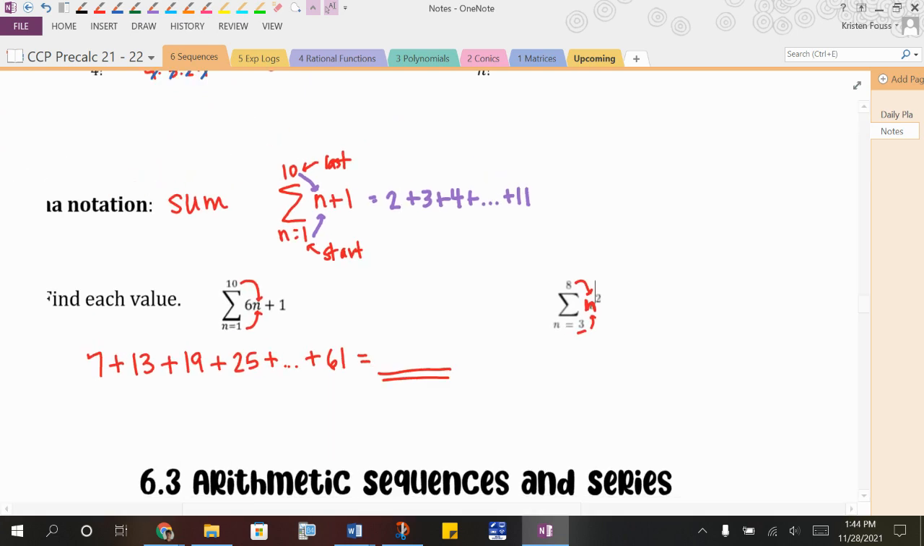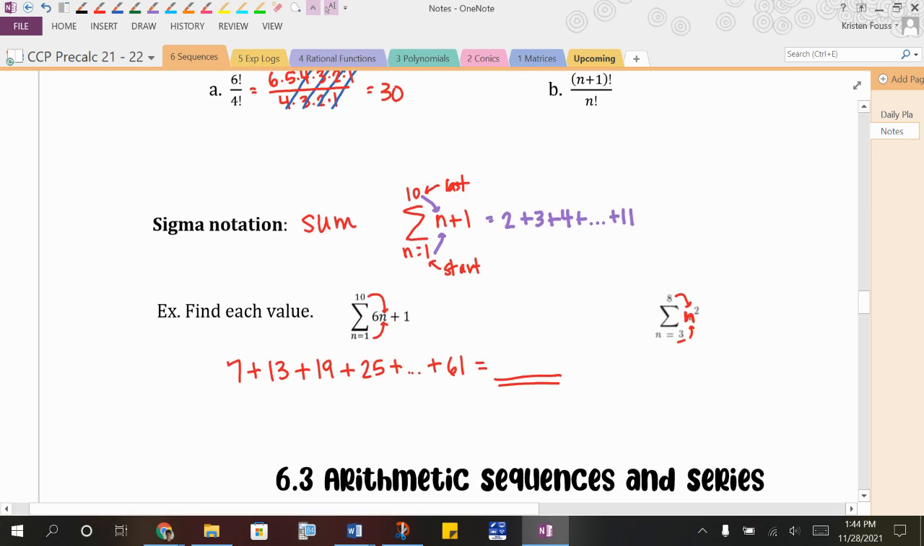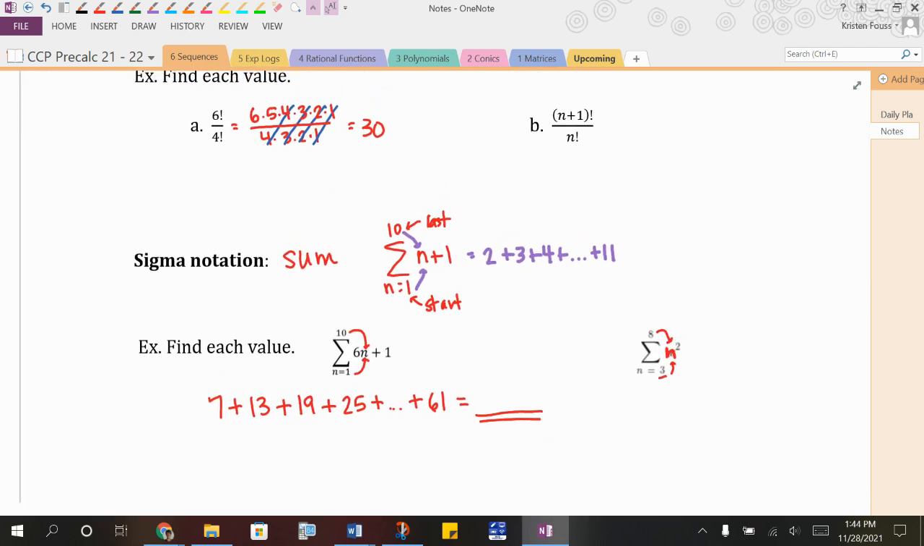So that is your introduction to sequences, a little bit of series, a little bit of notation and definition. We will practice that a little bit tomorrow, and then we will continue working on specific types of sequences and series.